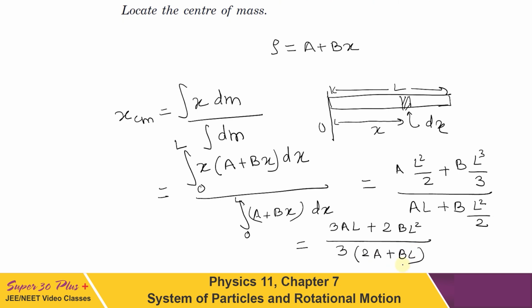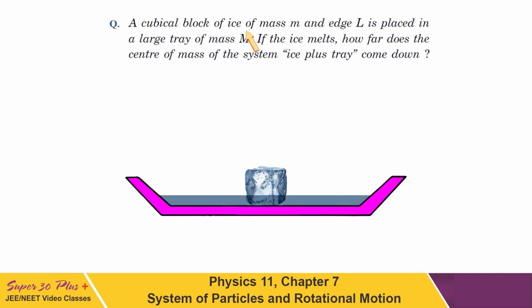This is the location of center of mass with respect to the leftmost point. Let's move to the next question. A cubical block of ice of mass m and edge L is placed in a large tray of mass M. If the ice melts, how far does the center of mass of the system ice plus tray come down? Here it is asking for how much the center of mass will be displaced.